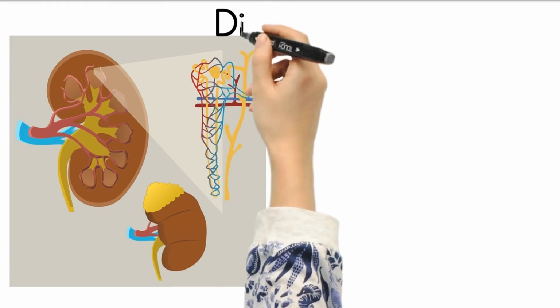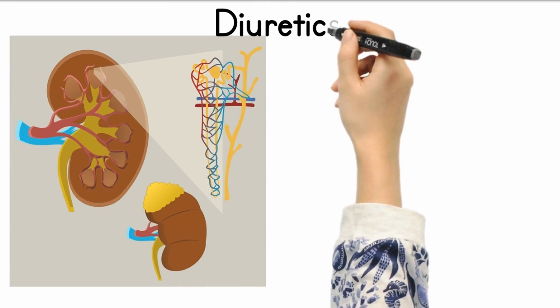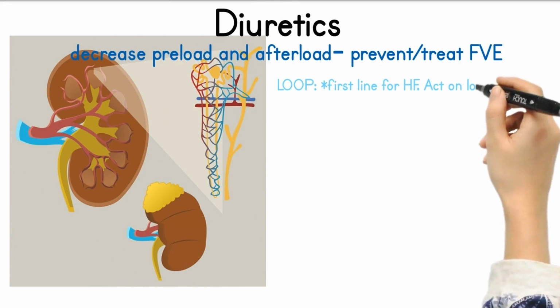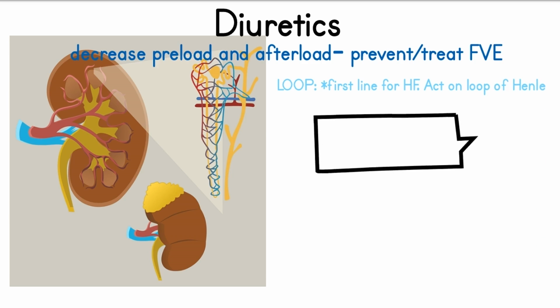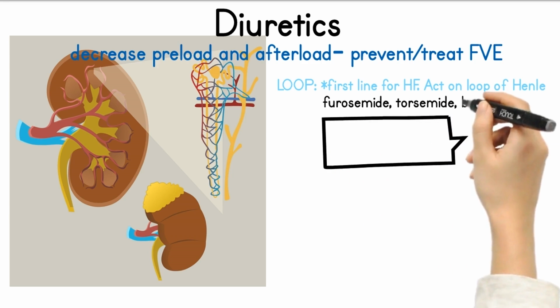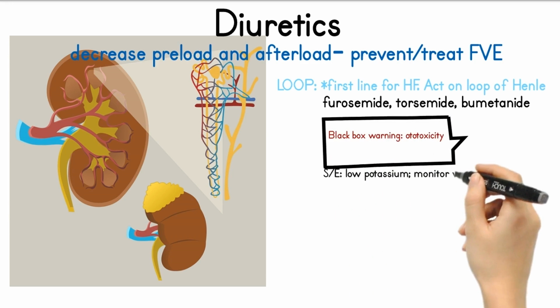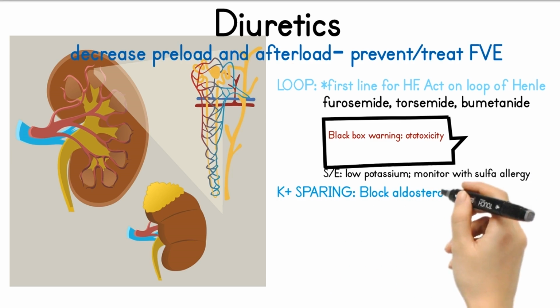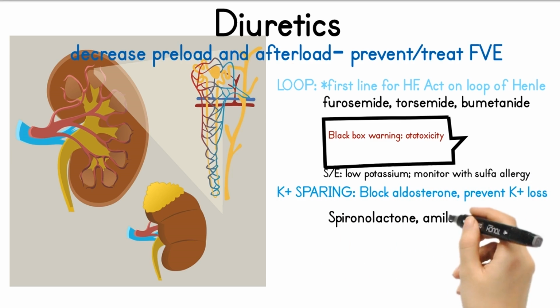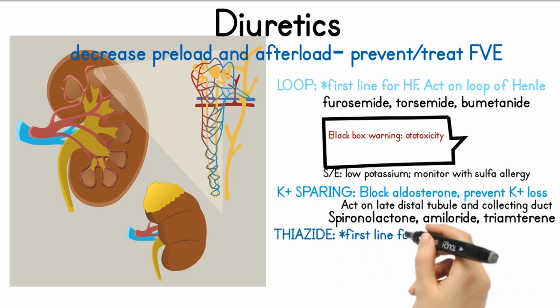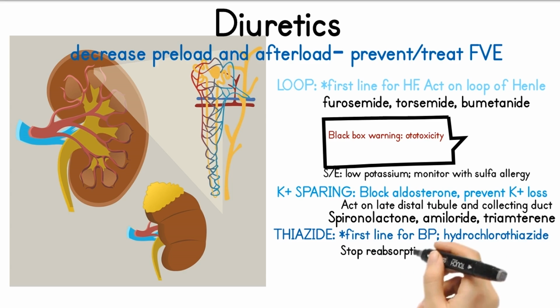Diuretics. Diuretics prevent and treat fluid volume excess and edema in heart failure. They decrease blood return to the heart, preload, and decrease intravascular blood volume, afterload, by acting on different parts of the nephron. Be sure to monitor blood pressure, renal function, and electrolytes during treatment. There are 3 different classes of diuretics. Loop diuretics are the first line for heart failure and fluid volume excess.